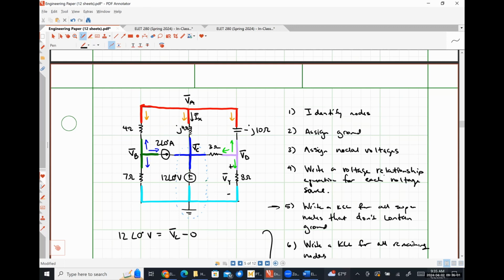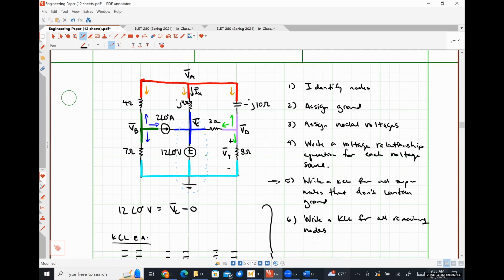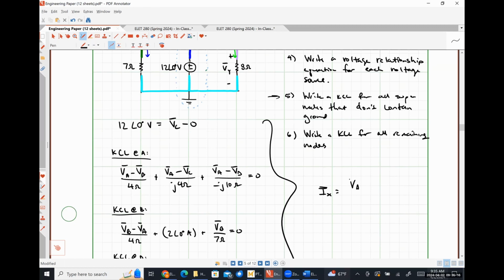We literally already wrote this expression. So what's the node the current starts at? What's the node the current flows to? VC. So VA minus VC over J4 ohms. Literally this exact same thing right there.